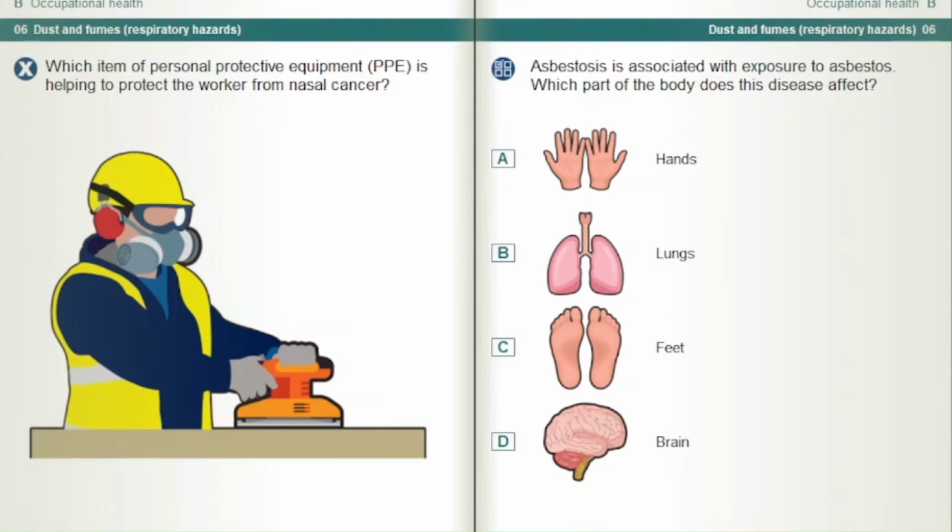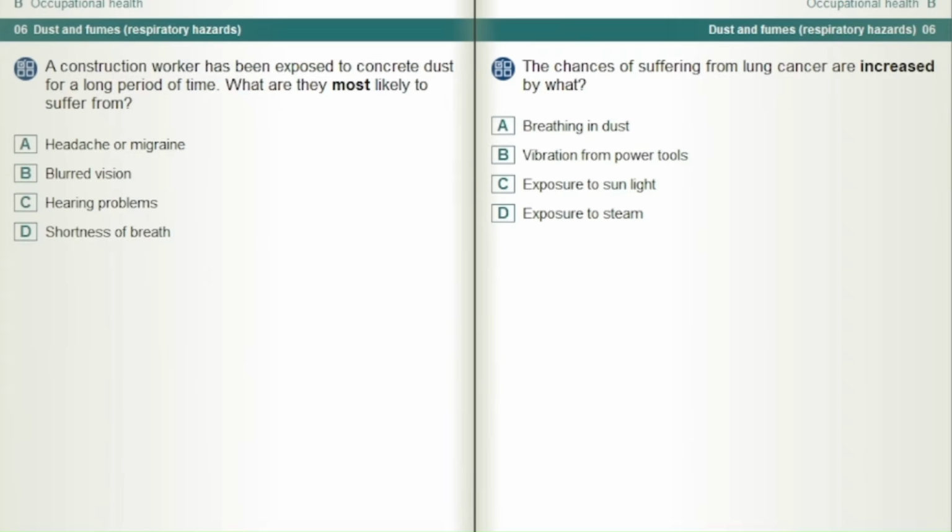Asbestosis is associated with exposure to asbestos. Which part of the body does this disease affect? Hands, lungs, feet, brain. A construction worker has been exposed to concrete dust for a long period of time. What are they most likely to suffer from? Headache or migraine, blurred vision, hearing problems, shortness of breath.